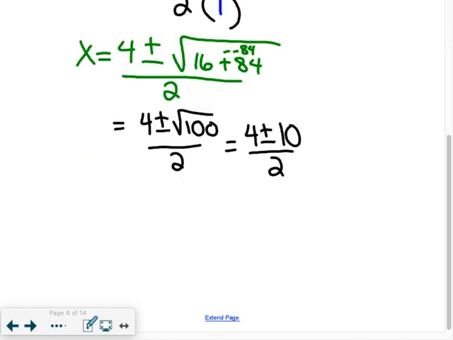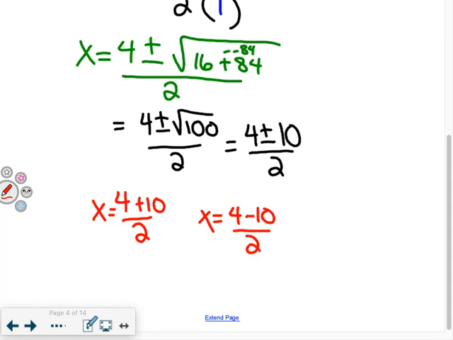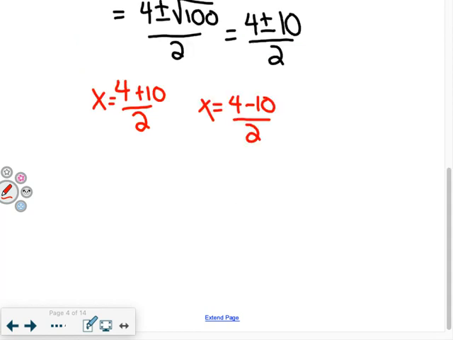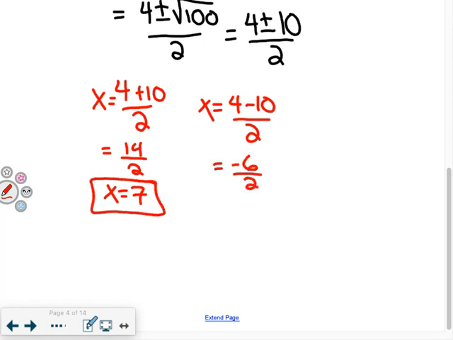And so now the question is, what do I do with something like this? I've gotten it down, I've simplified all 3 parts. Now I need to come up with my answer. What you're going to do is just write 2 separate problems. We now have x is equal to 4 plus 10 over 2, and x is equal to 4 minus 10 over 2. If we do this, we end up getting 14 over 2, or x is equal to 7. Or over here, we get negative 6 over 2, or x is equal to negative 3.